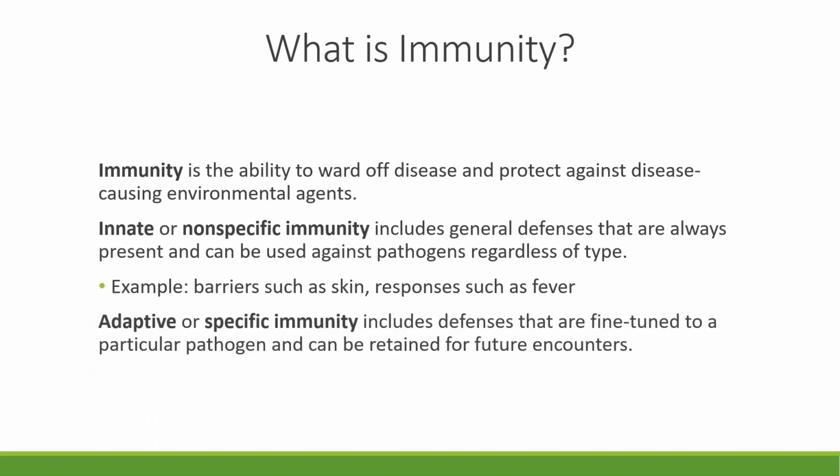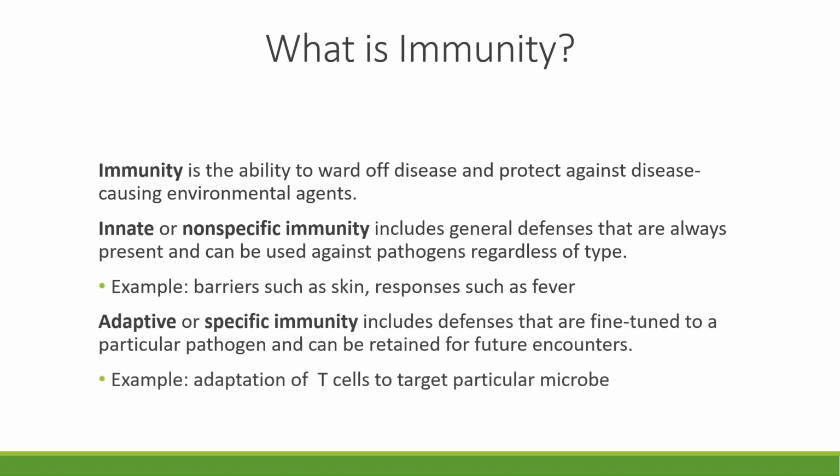The second type is adaptive or specific immunity. Unlike innate immunity, this system fine tunes its responses to a specific pathogen and can remember it for future encounters. This makes the response stronger and faster if the same pathogen attacks again. So, for instance, when T cells encounter a microbe, they can adapt to target that particular pathogen again. This targeted approach ensures a precise and effective immune response.